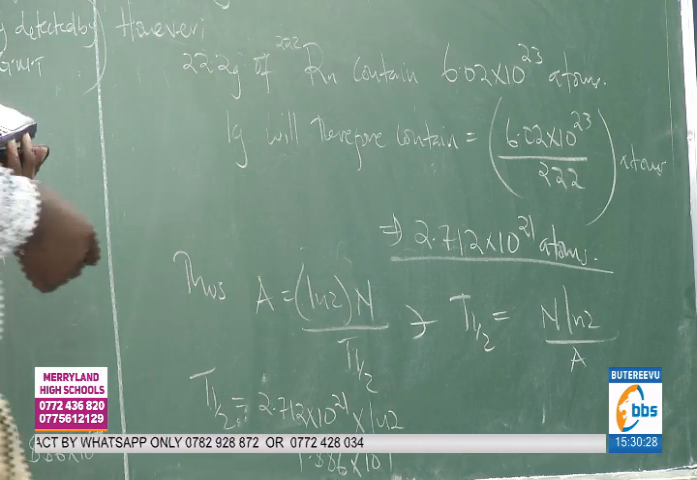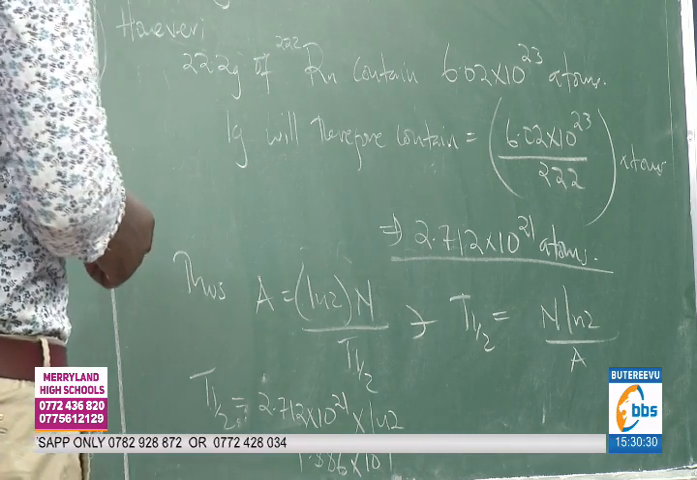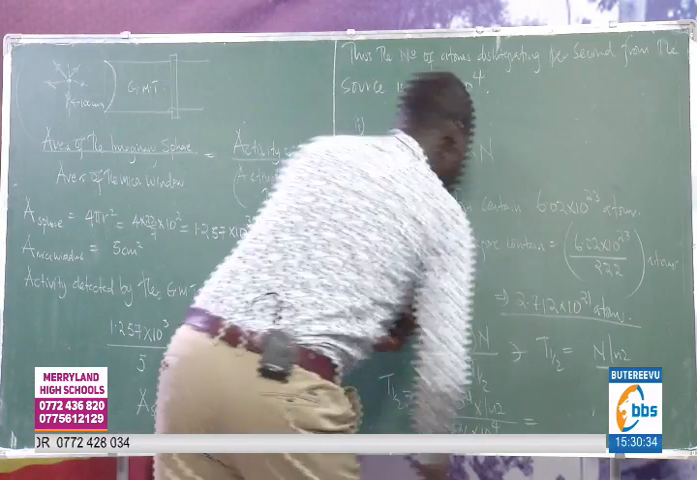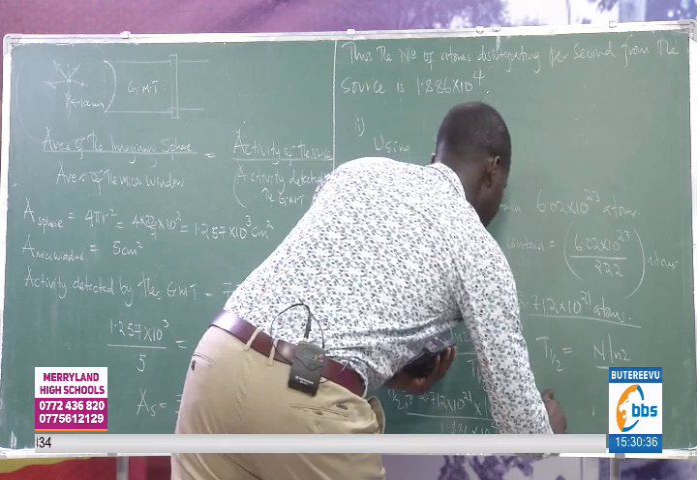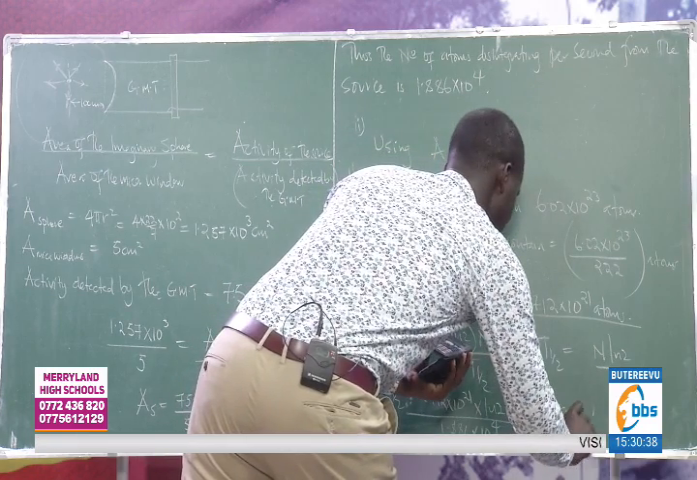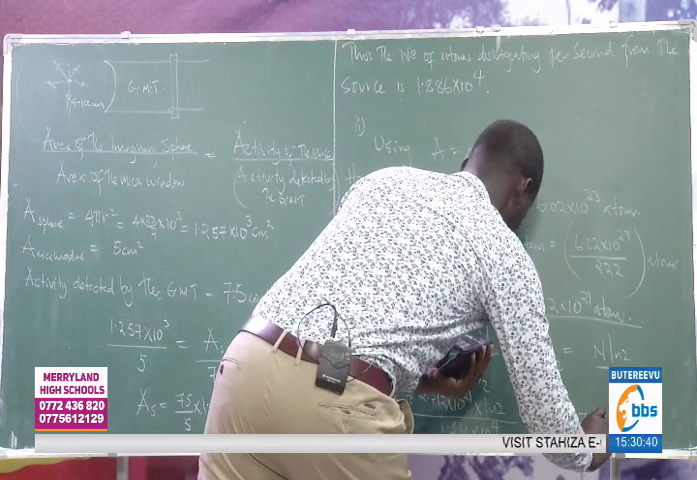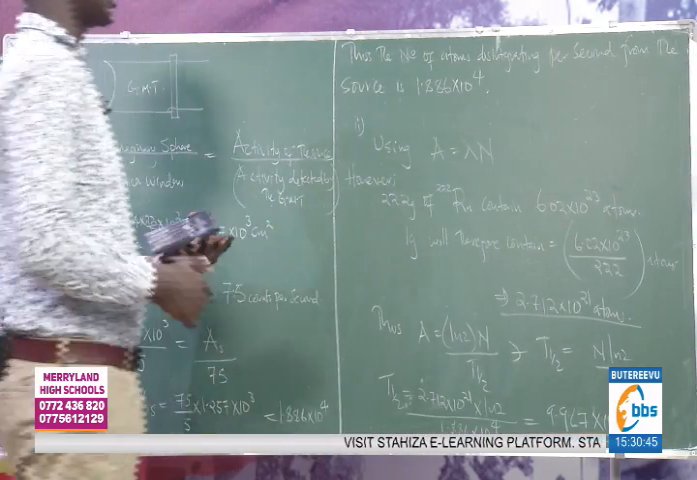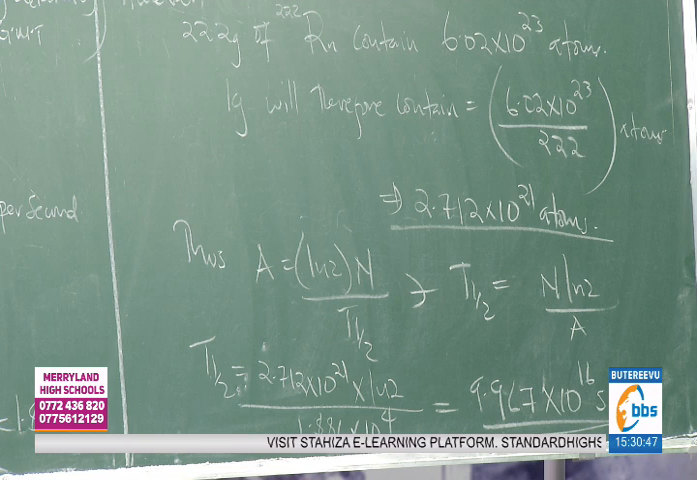So since I'm having an activity which is per second, my half-life is therefore the figure 9.967 exponent 16 seconds, because I'm using an activity of per second. So that is it.